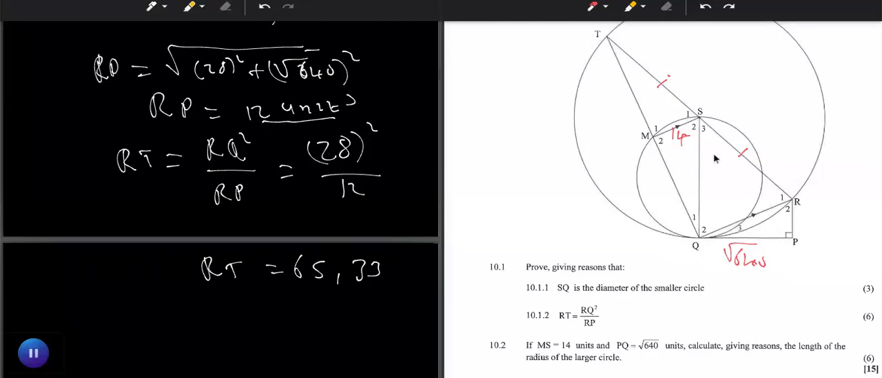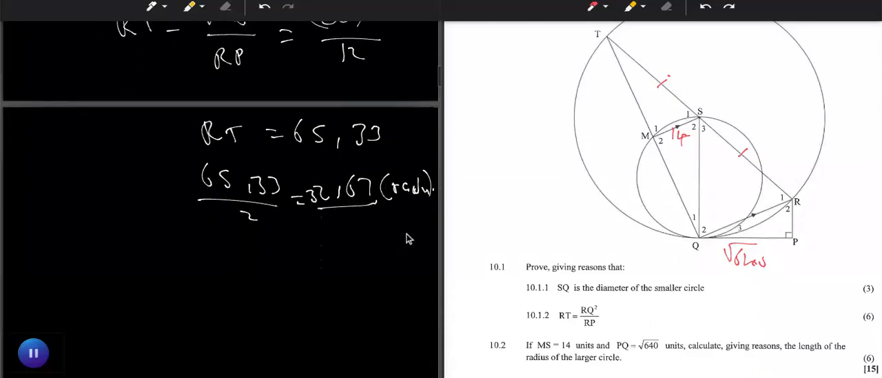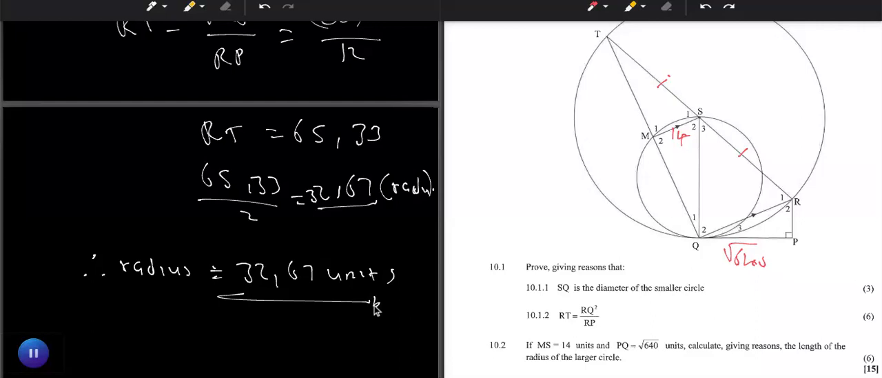Because now you know that your RT is 65.33 units, you divide this by 2, and that will give you 32.67. This is your radius value. So that's how you work out that part, and I can conclude by saying that the radius is equal to 32.67 units. That's how you're going to work this out. That's how you're going to handle 10.2.